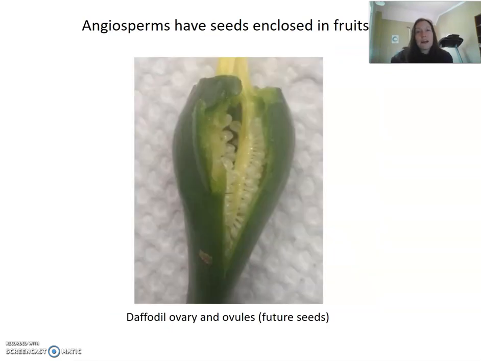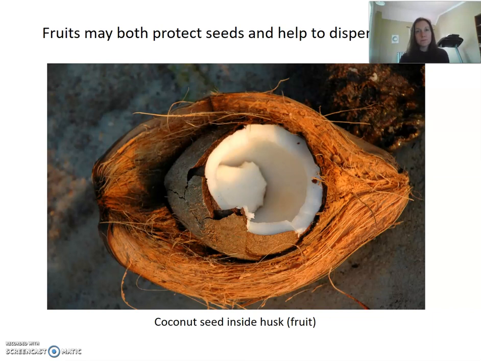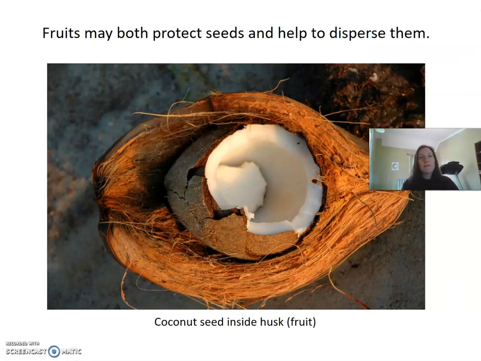Angiosperms, or the flowering plants, have seeds that are enclosed in fruits. And the fruits are derivatives of ovaries and ovules. We're going to see this is a daffodil fruit with seeds inside it. There are lots of seeds in there, and fruits can have single seeds or multiple seeds. Fruits may protect the seeds and also help to disperse them.